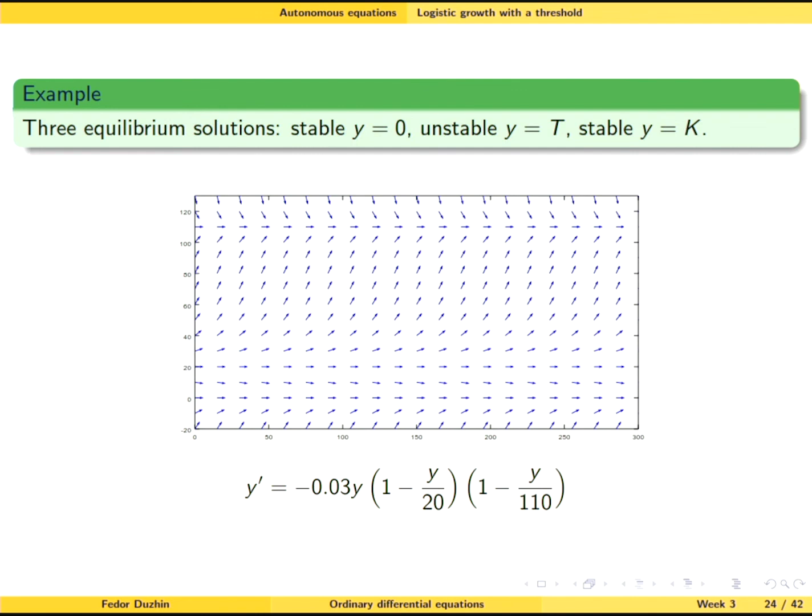Okay, so now if we have the logistic equation with a threshold, then we have not 2 but 3 equilibrium solutions. So stable equilibrium y equals 0, which is the same as the usual logistic equation, and unstable equilibrium y equals T, which is the threshold, and then another stable equilibrium y equals K. That's the carrying capacity.